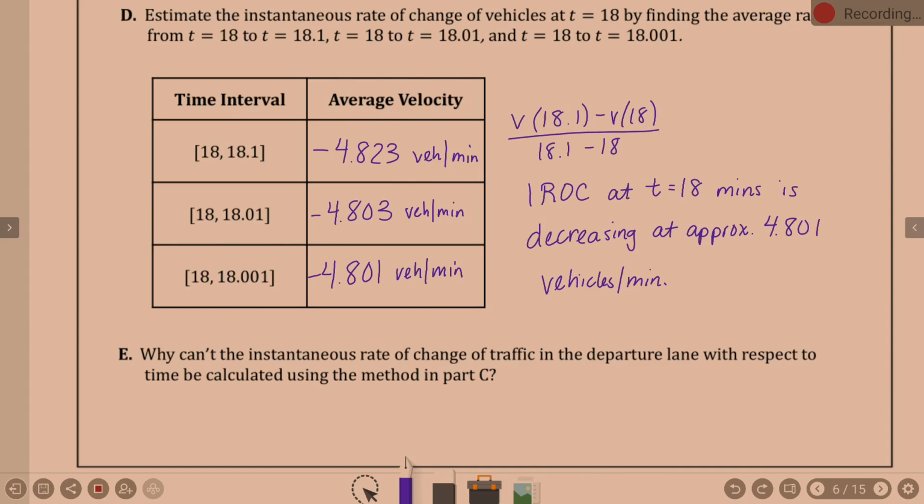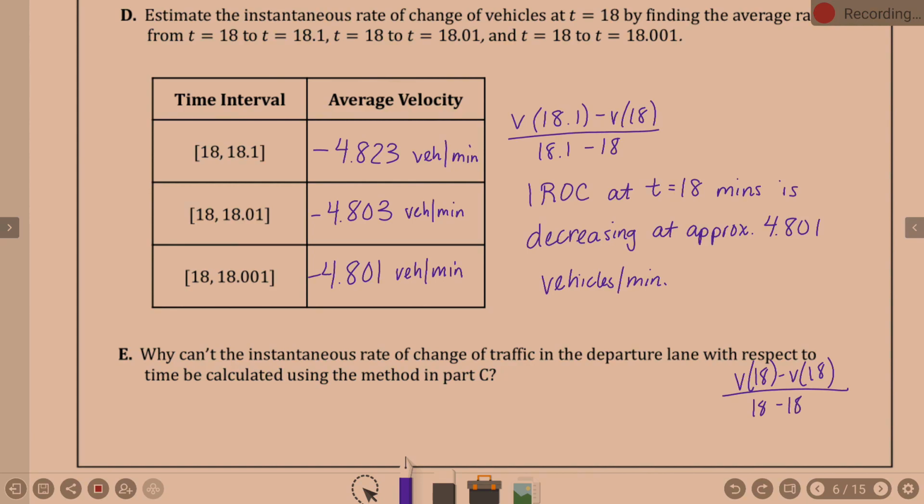Why can't the instantaneous rate of change of traffic in the departure lane with respect to time be calculated using the method in part C? Because it's not over an interval. It's just at one point in time. Yeah. And if it's just at one point in time, you would end up doing V of 18 minus V of 18 over 18 minus 18. It doesn't work when it's just at an instant.